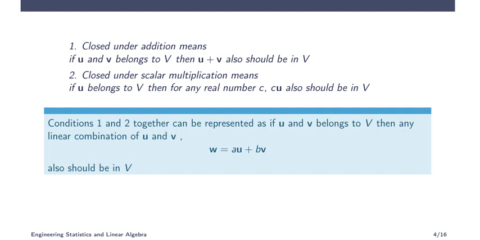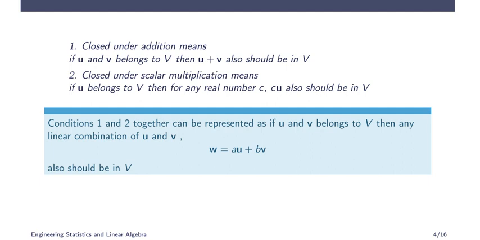Now the problem is the scalar multiplication, where c is any real number. If c is -1, then -1 times a positive number will be negative, which is not in V. So positive numbers are closed under addition, but not closed under scalar multiplication. So we have to select a space such that it is closed under addition as well as closed under scalar multiplication. Now we will see the examples as we move on.